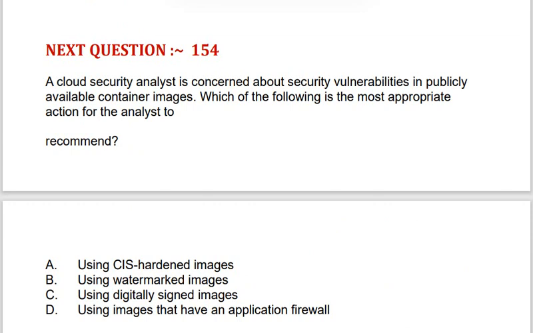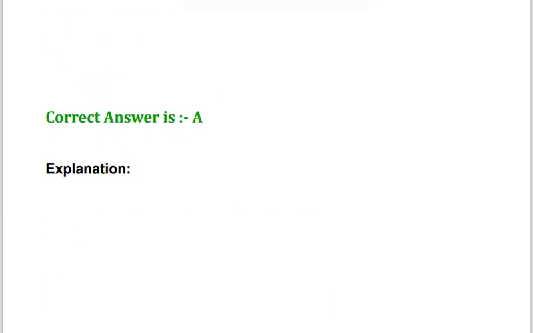Question is, a cloud security analyst is concerned about security vulnerabilities in publicly available container images. Which of the following is the most appropriate action for the analyst to recommend? Option A, using CIS hardened images. Option B, using watermarked images. Option C, using digitally signed images. Option D, using images that have an application firewall. Correct answer is option A.